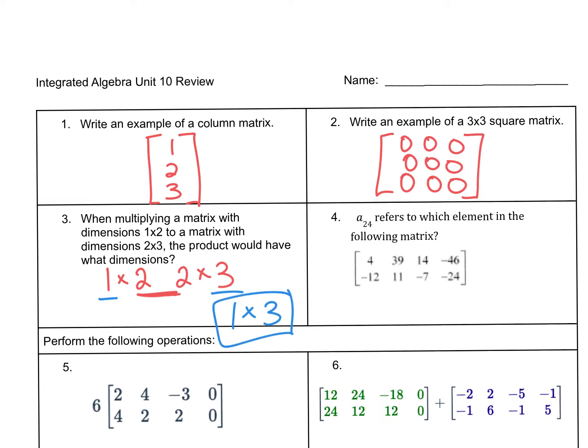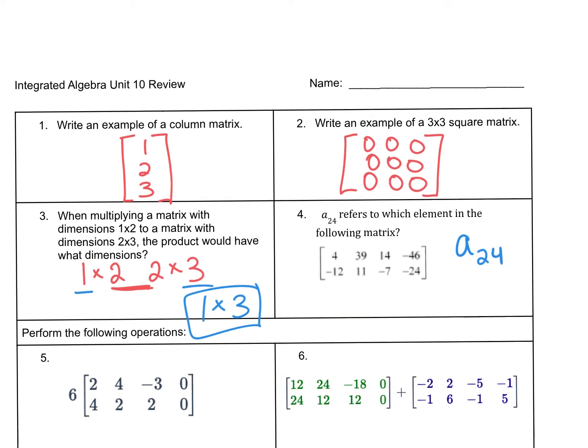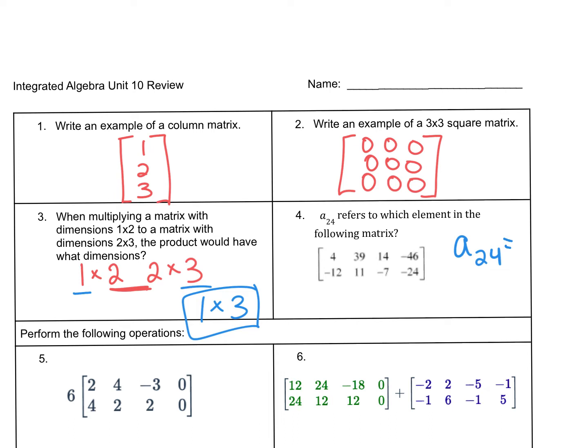Okay, A24 represents which element in the following matrix? What does that mean? If I give you A, which we said means element, what does it mean if I give you a 2-digit number right there? Rows, then columns, so row 2, column 4, which would be what? -24. Yep. If I go to row 2 and column 4, it would be -24. So my answer is just -24. Any questions on that?